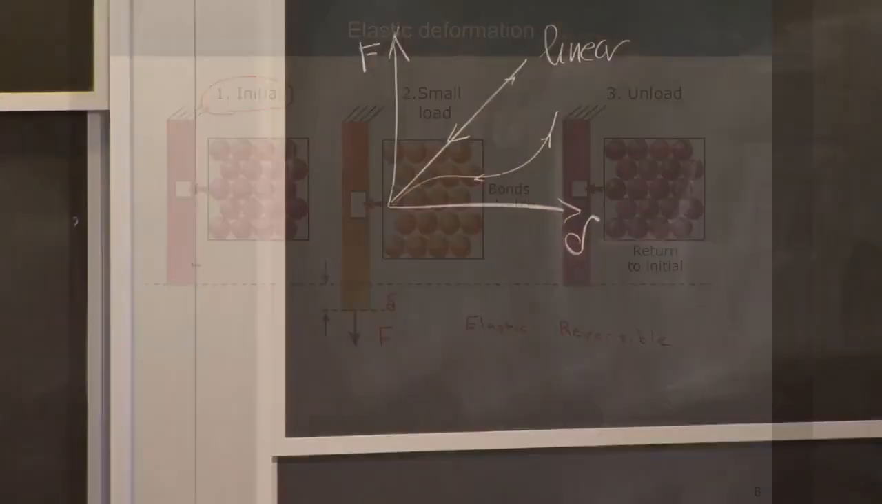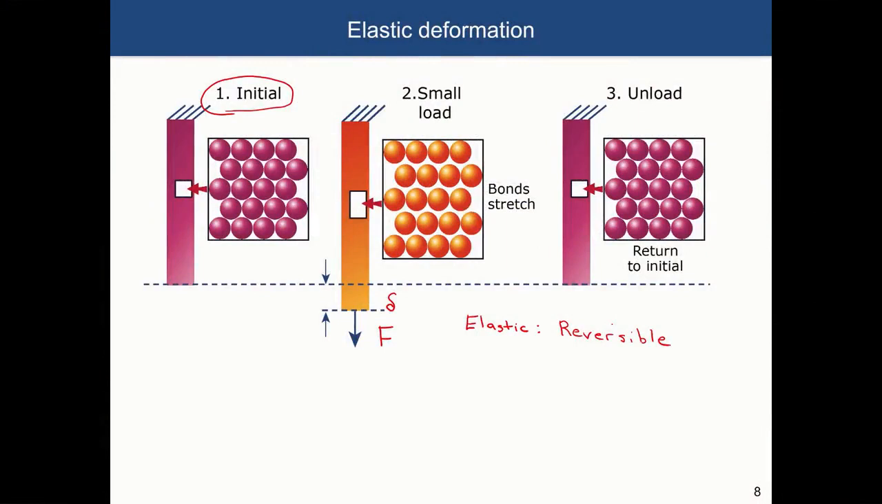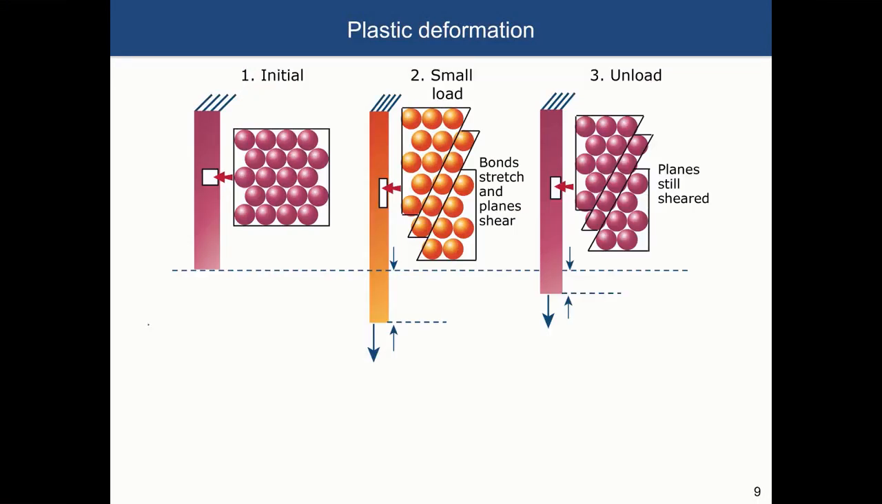Okay, so let me just try this once more. So this was the elastic behavior, right? So the question is, what does it mean that the material plastically deforms, right? If I permanently change the shape of the material, what does it mean? So the plastic deformation is permanent.